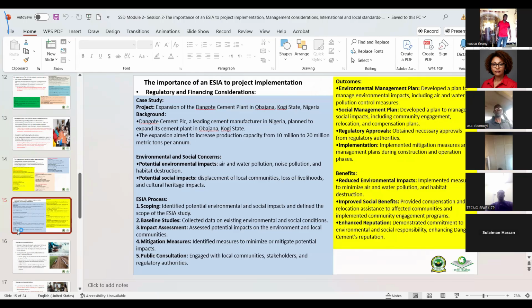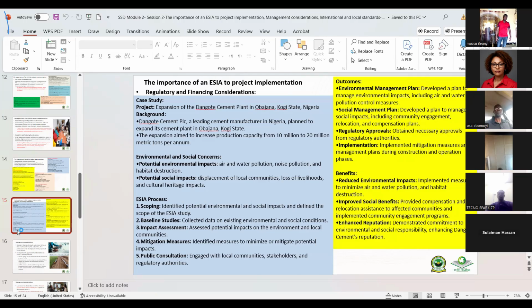Dangote is a cement company, a leading cement manufacturer in Nigeria. It planned to expand its cement plant in Obajana, Kogi State. The expansion aims to increase production capacity from 10 million to 20 million metric tons per year. What is the environmental and social concern? Potential environmental impacts on air, water, noise and habitat were considered. What are the potential social impacts? Displacement of local communities, loss of livelihood and cultural heritage.